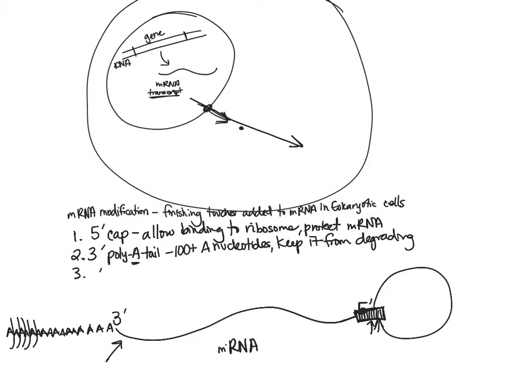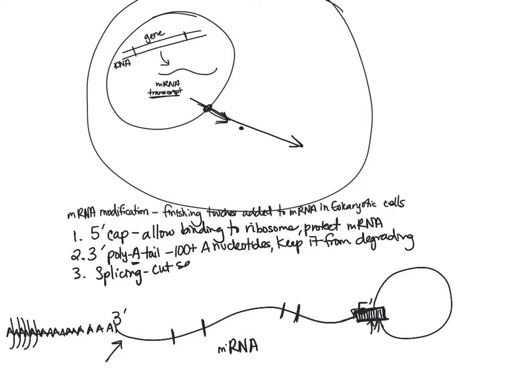And then the last thing that we have is splicing. What this means is that we've added a 5' cap, we've added the poly A tail, and we're also going to go in and cut this mRNA. What we're going to do is cut the sections out that don't contain information for the protein that we want and remove them and glue the other pieces back together.